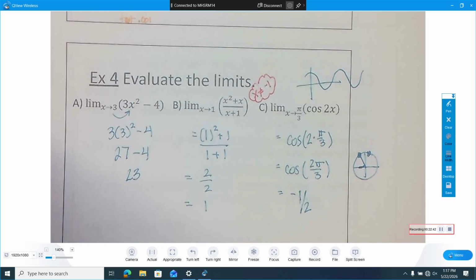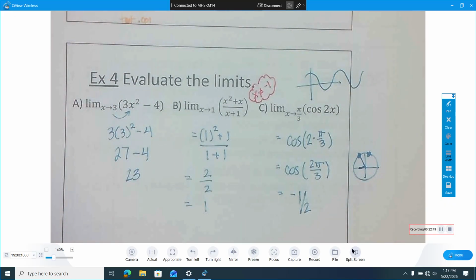So sometimes you can just plug in. Okay? All right, you're on the same Delta Math as yesterday.